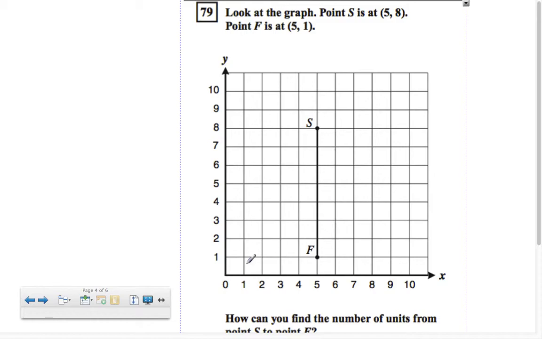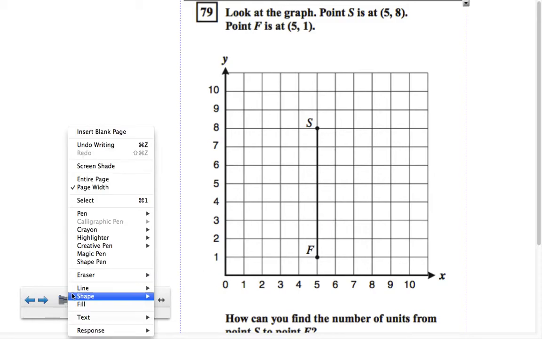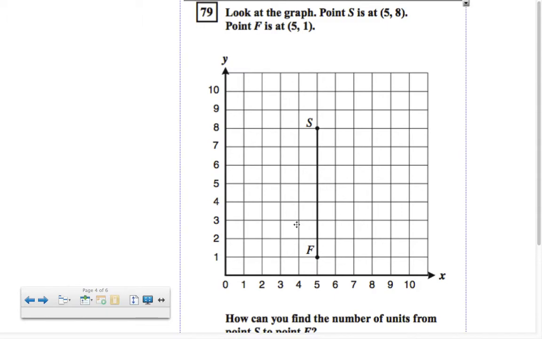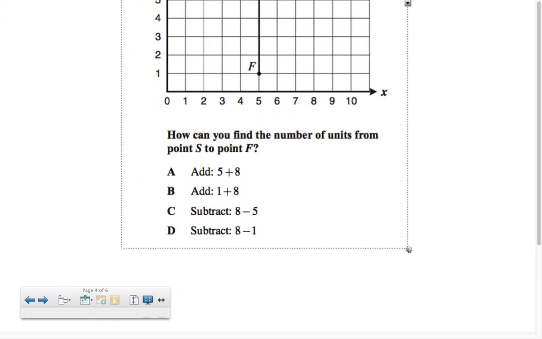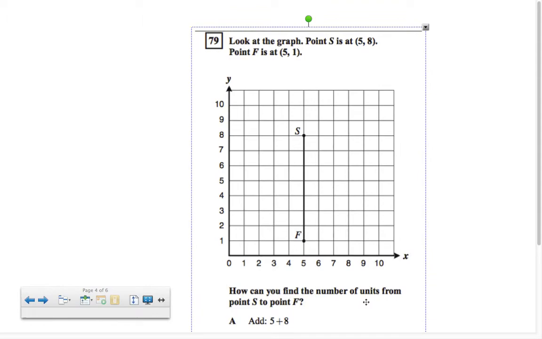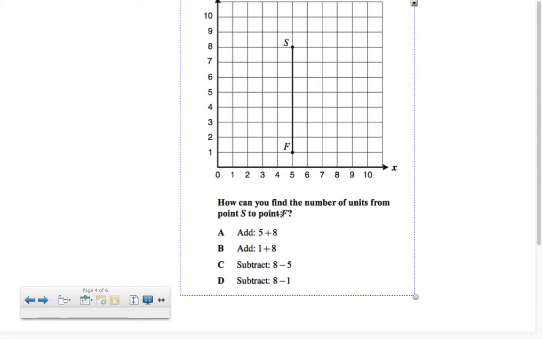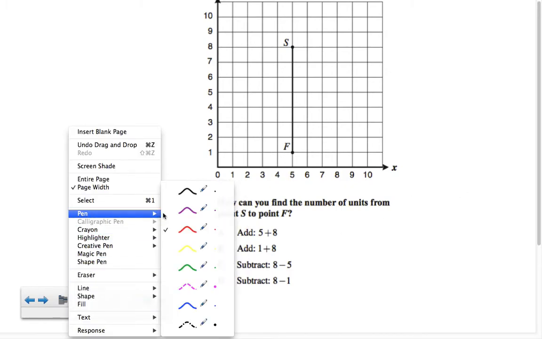Let's move on to another kind of version of this question. It's kind of big. Let me shrink it down a little bit for you. There you go. Alright, it says, look at the graph. Point S is at (5, 8). That's important information. They give you an ordered pair. Point F is at (5, 1). Okay, I see that. The question is, how can you find the number of units from point S to point F? In other words, how do you find the length of this line?